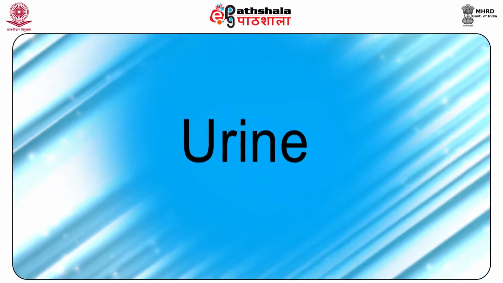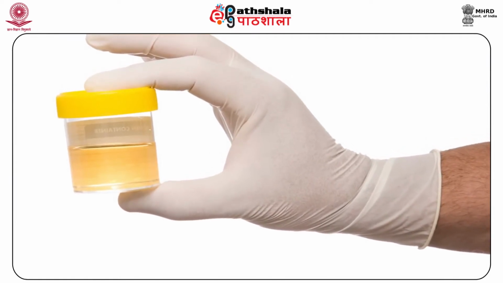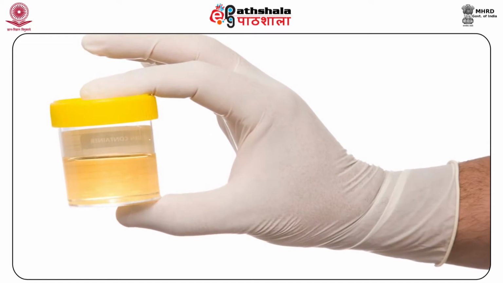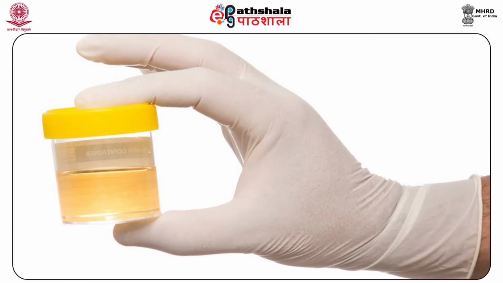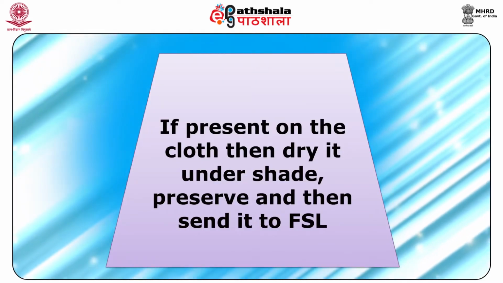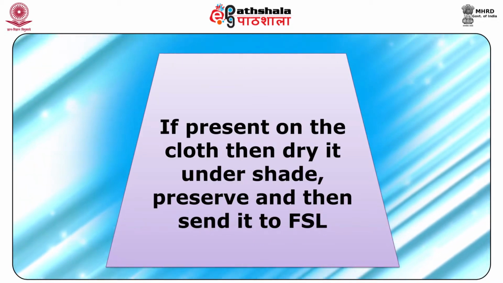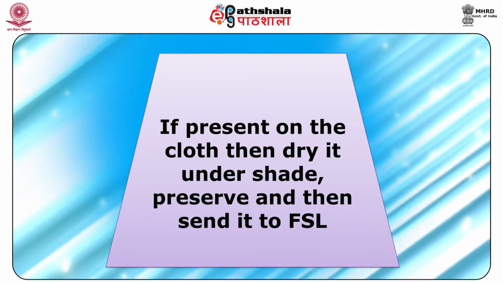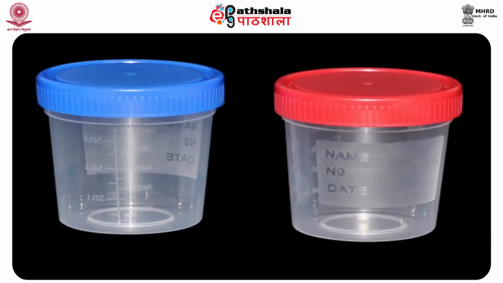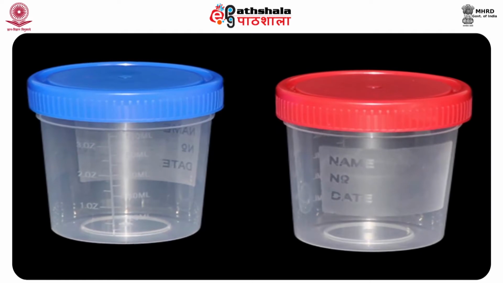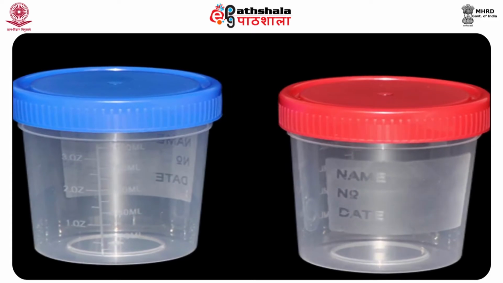Next we have urine. If urine is present at the crime scene, then it is preserved carefully. Urine and any liquid which creates doubt about urine should be collected in a plastic or glass vial. If urine is present on cloth, then dry it under shade and preserve it as soon as possible, and then it should be sent to the forensic science laboratory. Next we have fecal matter. If fecal matter is present at the crime scene, then preserve it in a plastic bottle. Whenever collection of fecal matter is difficult, collect it after drying.